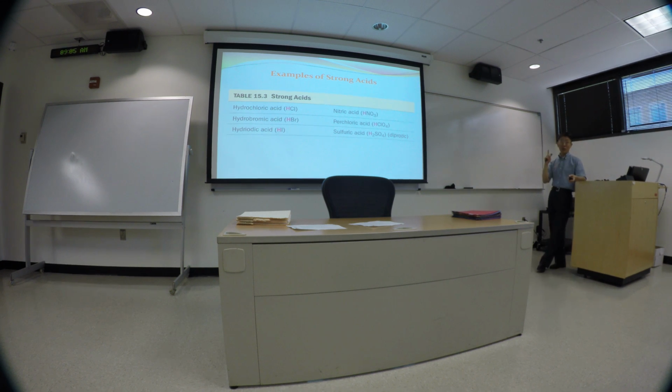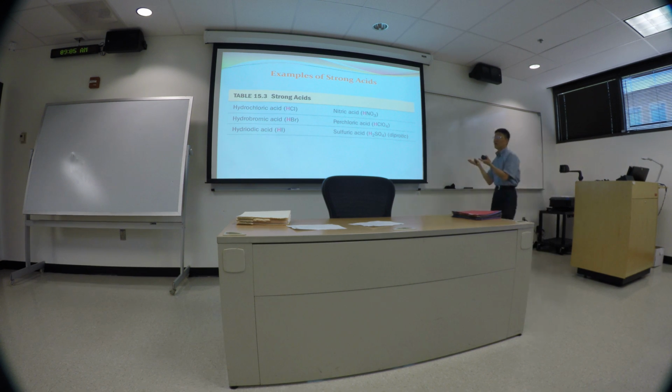You have to have at least one hydrogen attached to the most electronegative elements in the molecule in order to qualify for an acid there. So these are the 6 known strong acids, and everything else will be a weak acid.